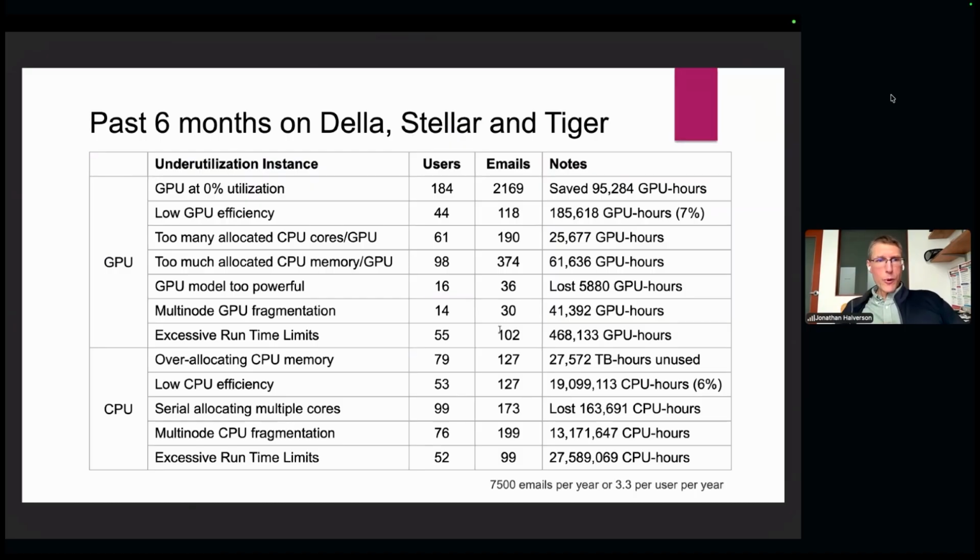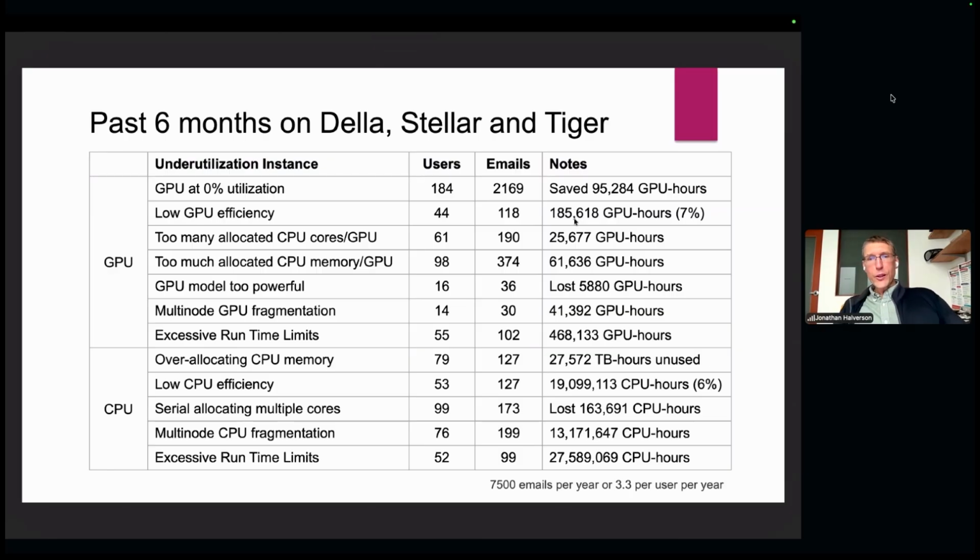So here are our numbers for all the different instances of underutilization, as well as the number of emails that we sent and how many people received them. For the GPU jobs with idle GPUs, we contacted 184 users in the last 6 months, over 2,000 emails. And depending on the cluster, we save between 1% and 6% of the GPU hours.